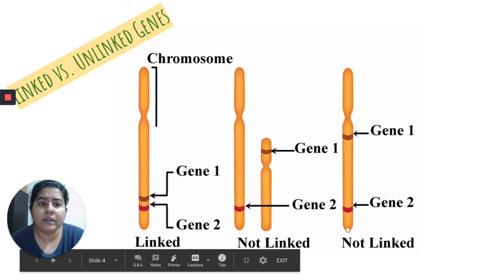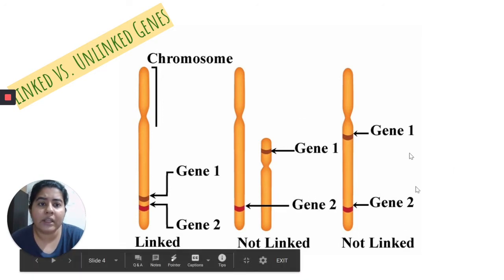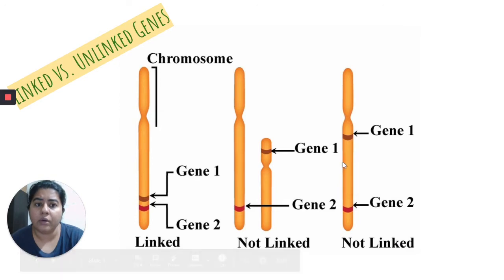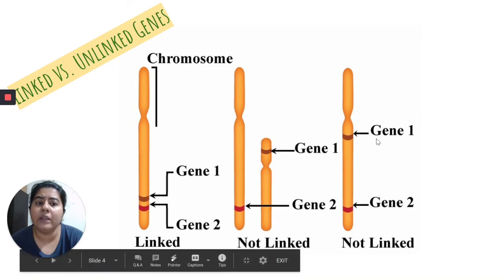Now, in the third case also, you will see that even if two genes are on the same chromosome, not necessarily you can call them linked. So this third case is also a not linked case. Why? Because if this chromosome will duplicate and then it crosses over with its homolog, gene 1 and gene 2 will get crossed over independent of each other. They are very far away from each other.